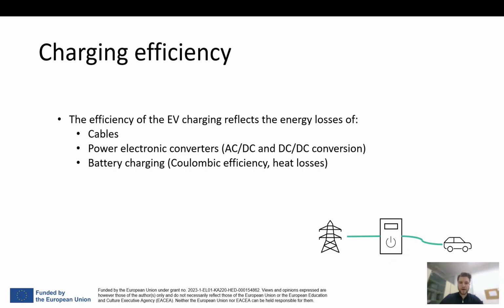Furthermore, we have battery charging, and the losses that occur within the battery charging, one of which is the coulombic efficiency, and the other is the losses that occur due to the heat. So the coulombic efficiency refers to the inefficiency that indicates that not all of the charge that goes into the electric battery increases its state of charge.